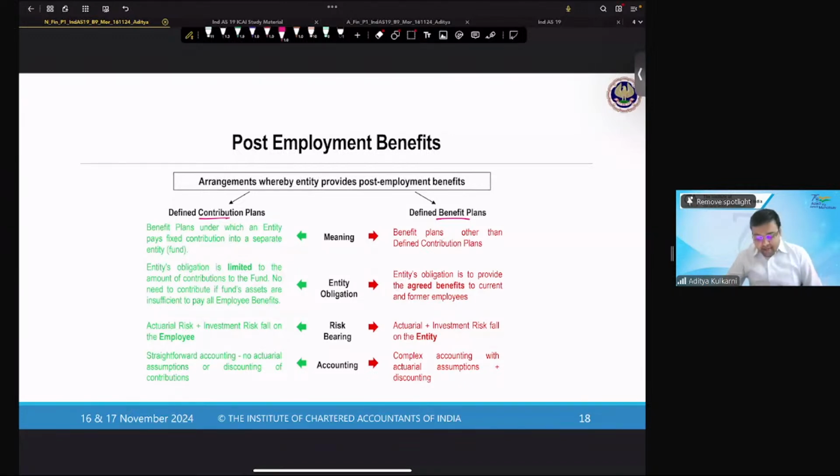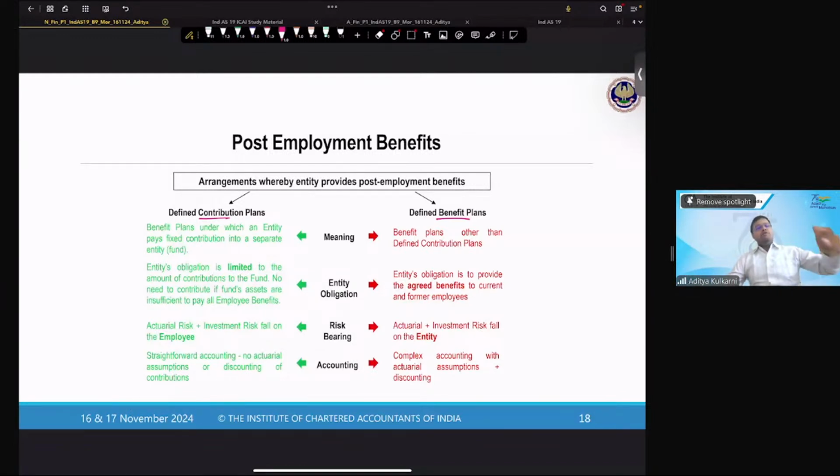So what do we mean by defined contribution plan? It is a plan under which you make a contribution to a fund and your story is over. You don't have to do anything else. On the other hand, a defined benefit plan is defined as any plan other than a contribution plan. Very nice. So if there is any plan which does not meet the requirements of the definition of defined contribution plan, that is your defined benefit plan.